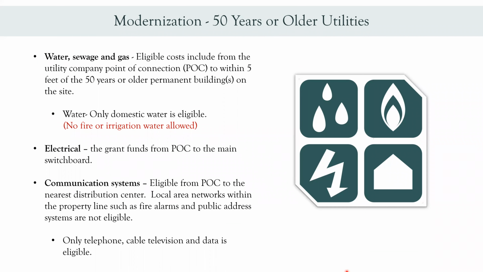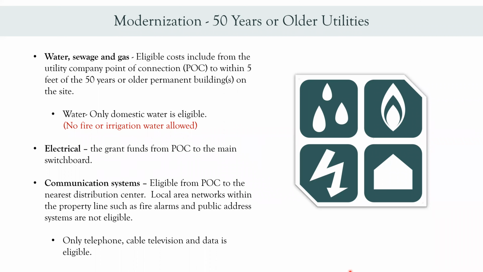On this slide, it goes more into detail as to what is covered under each section for these type of projects. So for example, for water, sewage, and gas, eligible costs include from the utility company point of connection to within 5 feet of the proposed building, which has to be the 50-year or older permanent building. Under water, keep in mind that only domestic water is eligible. So for example, fire water or irrigation is not allowed.